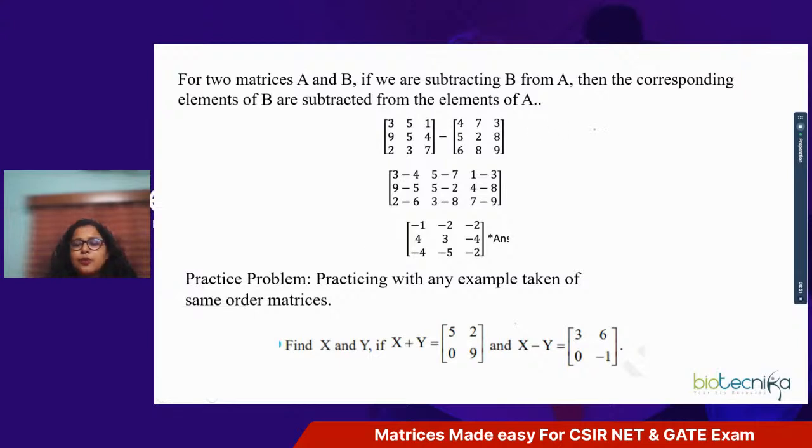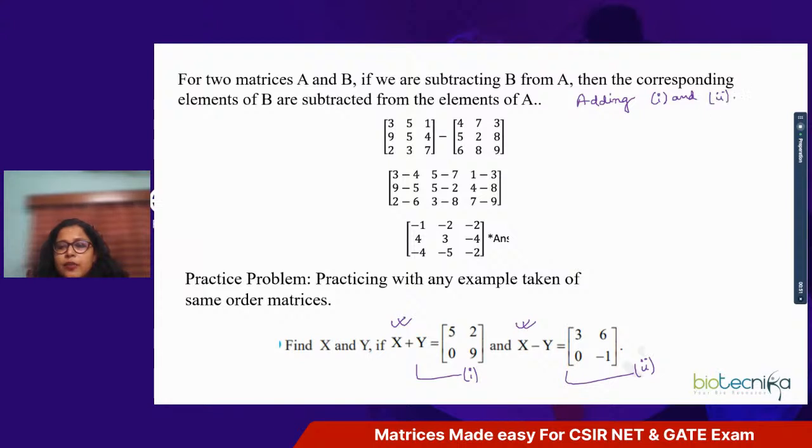Yeah. So it is given that x plus y equals this matrix 5209, and x minus y is this. Now say I'm considering this one as equation 1 and this one as equation 2. Okay. Now if we add them up, what are we getting? So adding 1 and 2, what are we getting?